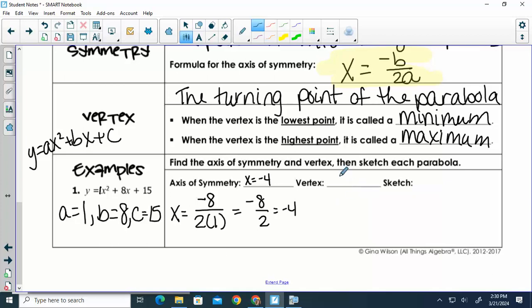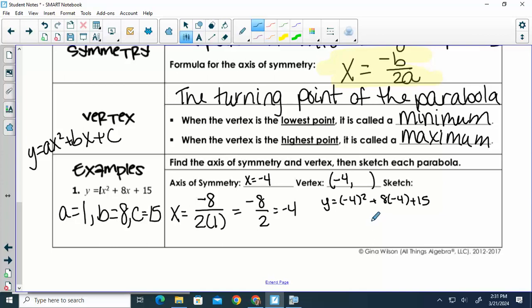All right, the vertex is a point. It's an ordered pair. The x value of that ordered pair is the same as the axis of symmetry. So I already know x. If you know x, we just put it back into the equation to get our y. So my quadratic equation was x squared plus 8x plus 15, so negative 4 squared, plus 8 times negative 4, plus 15. Is everybody with me there?